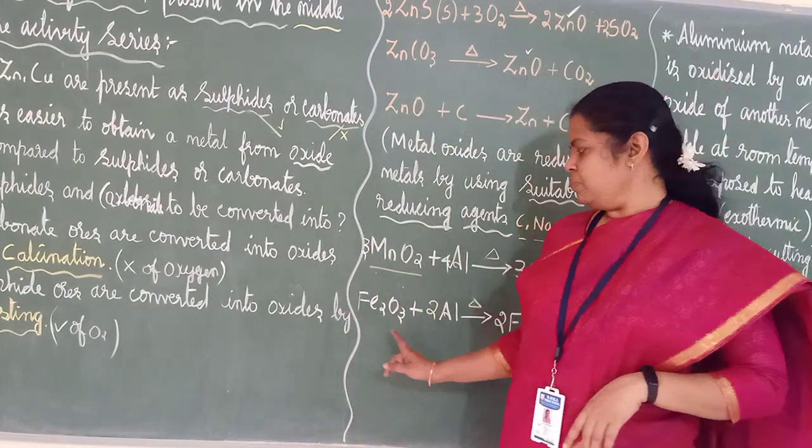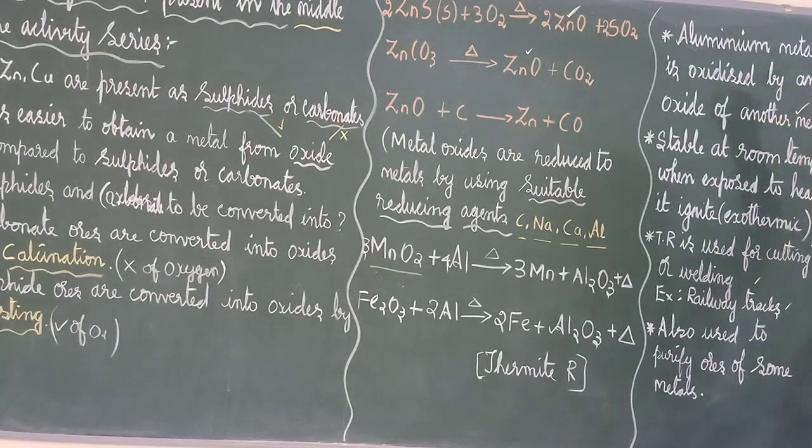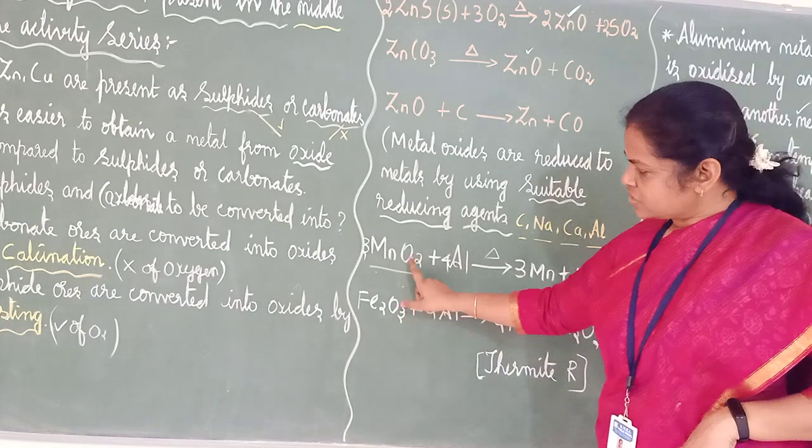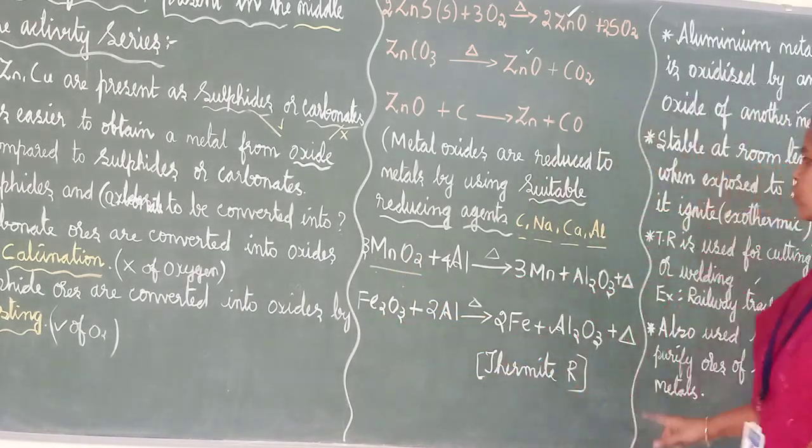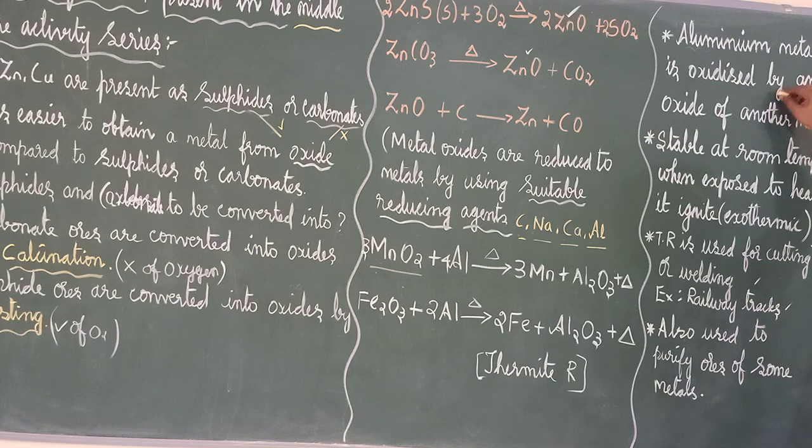Aluminium metal, see here, this is aluminium metal, no? Aluminium metal is oxidized by an oxide of another metal. This is an oxide of another metal. Thermite reaction I am speaking about. It will be stable at room temperature, but when you heat it, when you ignite it, what happens? Enormous heat will be produced. It is exothermic; we know exothermic and endothermic, we have studied. It is usually used for cutting or welding.